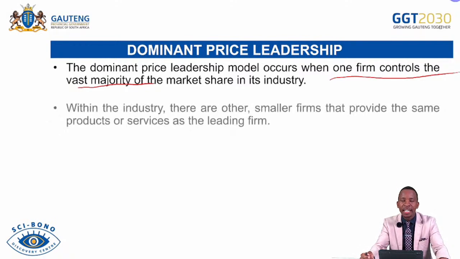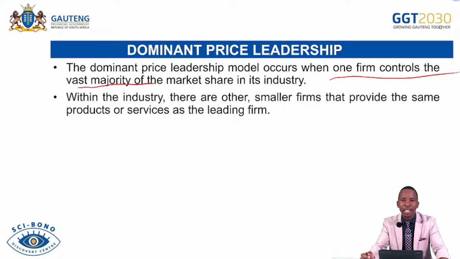The firm is dominating enough to make decisions on price and production, and other firms must take the price. Within the industry, there are other smaller firms that provide the same products or services as the leading firm. So in this dominant price leadership, the firm is not alone. There are other firms that are selling the same product.